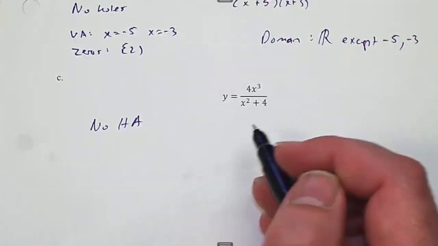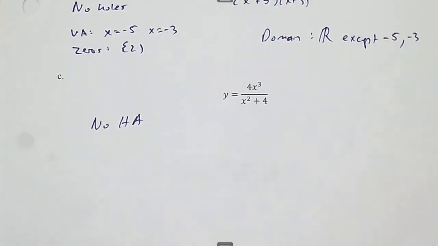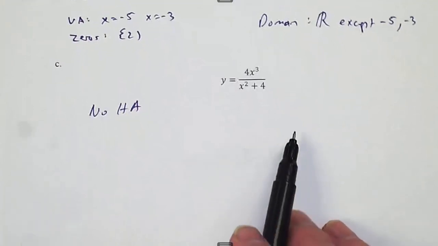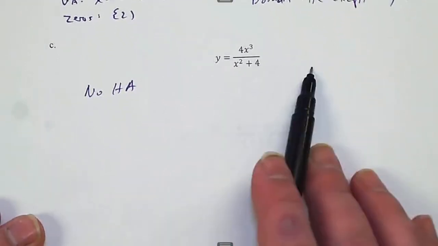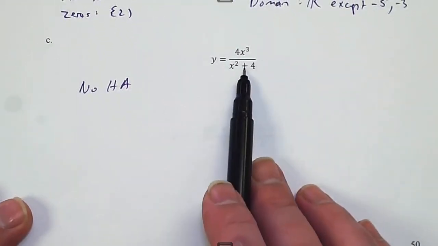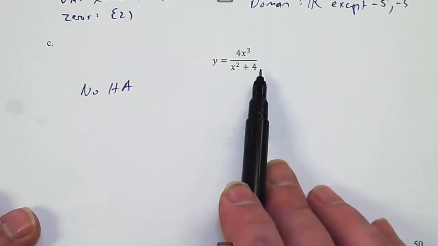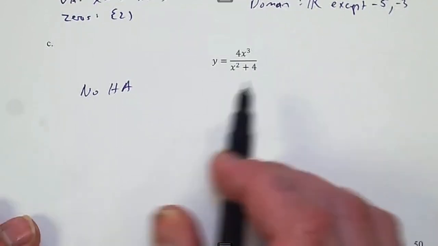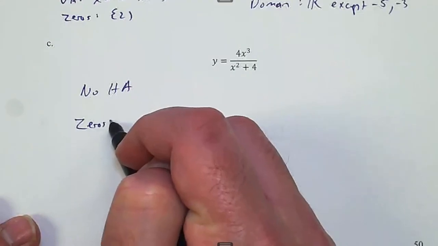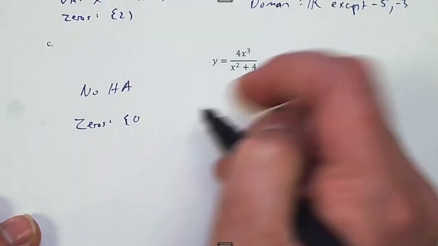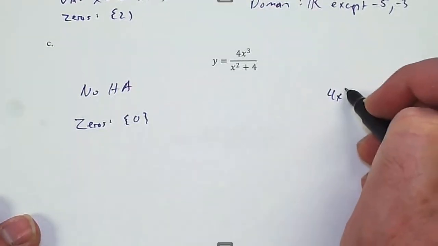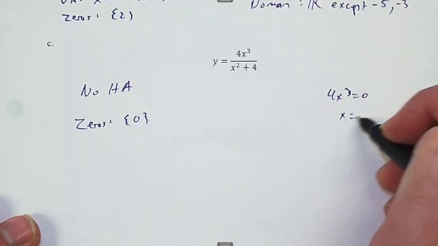I can then try to factor, but this actually doesn't factor. Don't fall for the trick of thinking this is like x plus 2, x minus 2. It's not, because of the x squared plus 4. That means it doesn't factor. The zero at the top is just 0. Because if I set 4x cubed equal to 0, I get x equals 0.